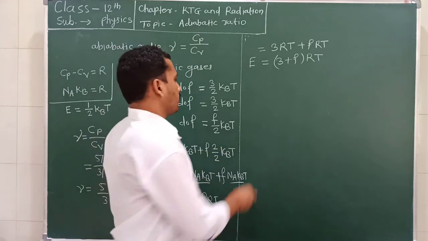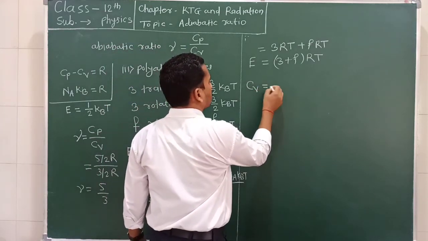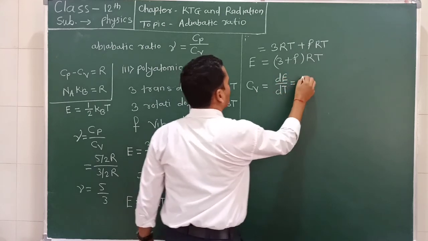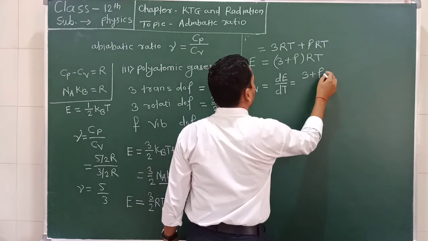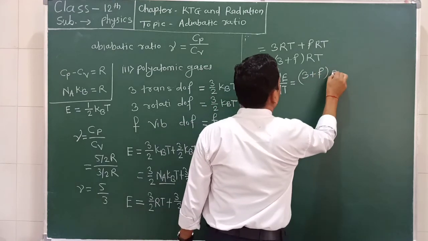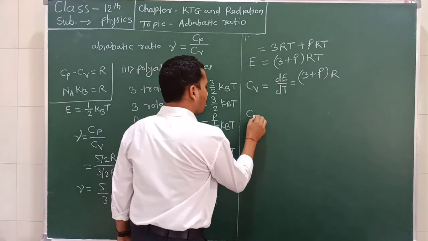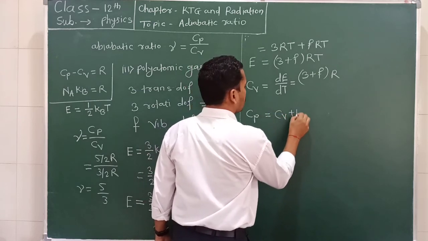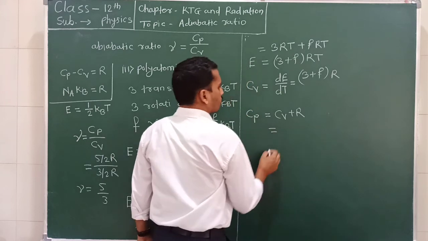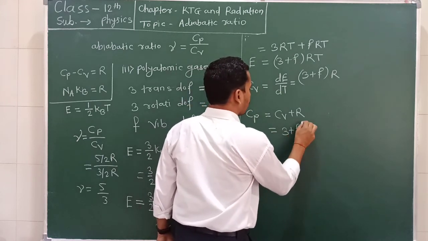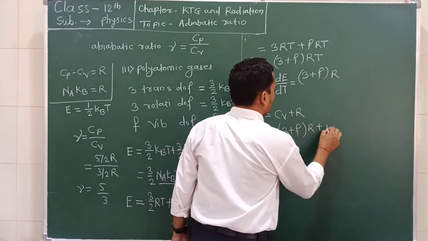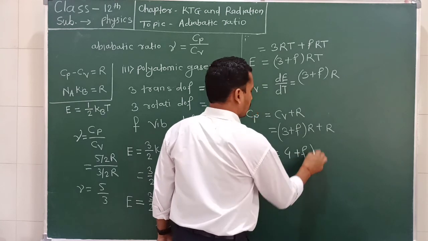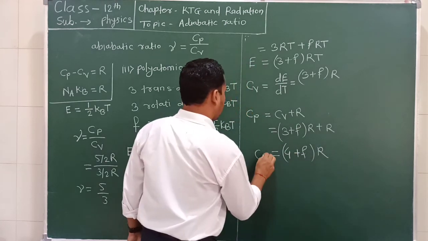Now, we calculate Cv. What is Cv equal to? It is equal to dE by dT, which is equal to 3 plus F multiplied by R. And similarly, we can also calculate Cp. What is Cp equal to? It is equal to Cv plus R, which is equal to 3 plus F into R plus R, which is nothing but 4 plus F multiplied by R. So this is the value of Cp.